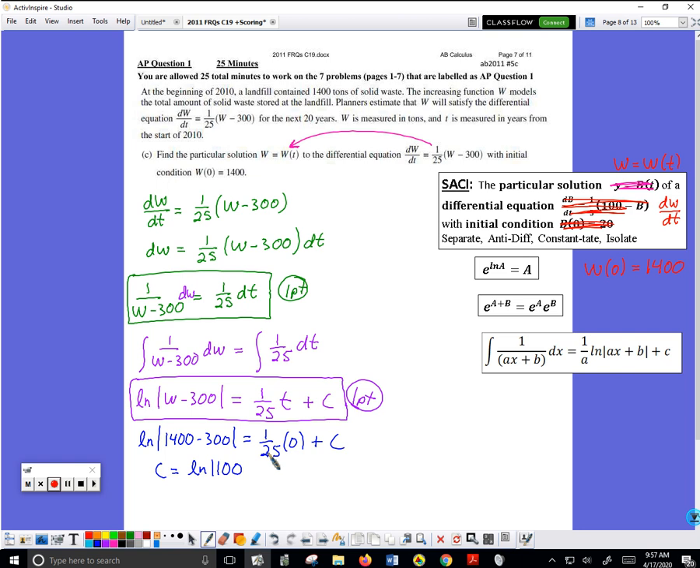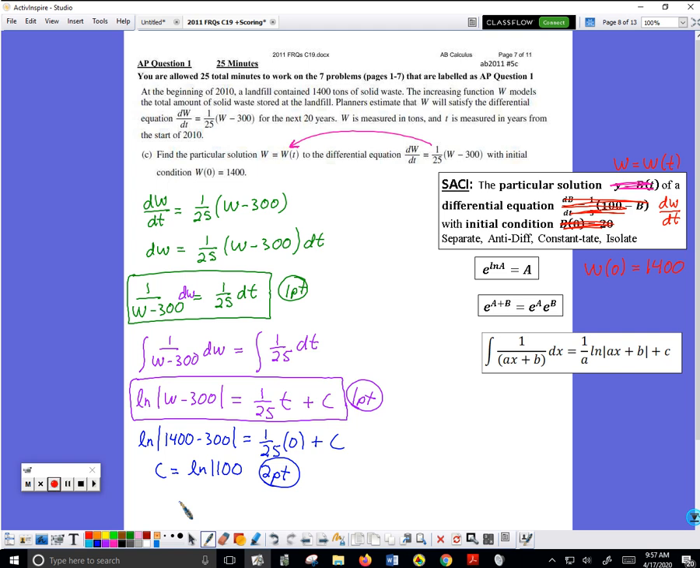If you have these two statements, or even if you only have this statement, I believe you'll get 2 points. They would allow you to do this in your head. So you get 2 points for having written on your paper that C is equal to natural log of 1100, because you had to know how to plug it in to find it. They give 2 points for that.